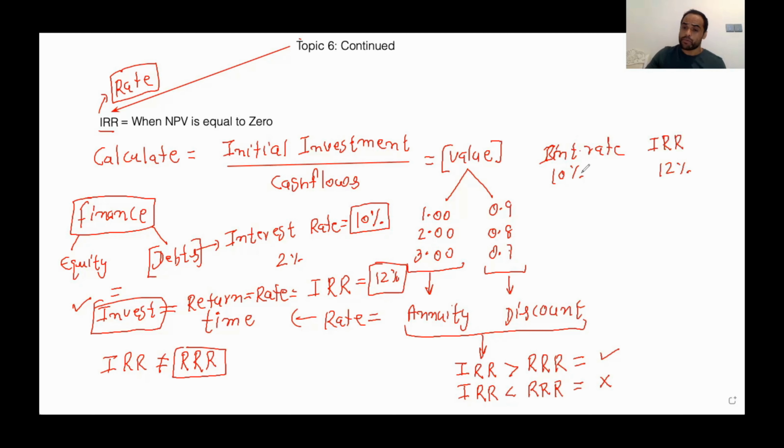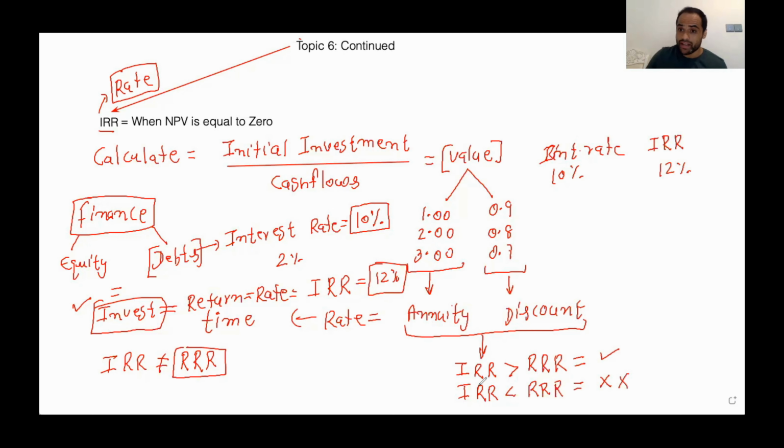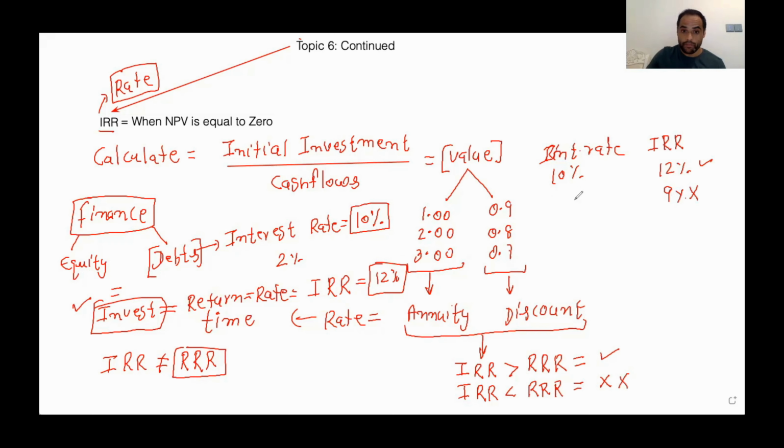If you find any project giving you an IRR, which means your investment return is less than 10%, what will you do? You will reject that project. If IRR is 9% and you select 12%, you reject 9%. Why do you reject 9%? Because your IRR is less than the interest rate that you have to give back to the bank where you borrowed the money.